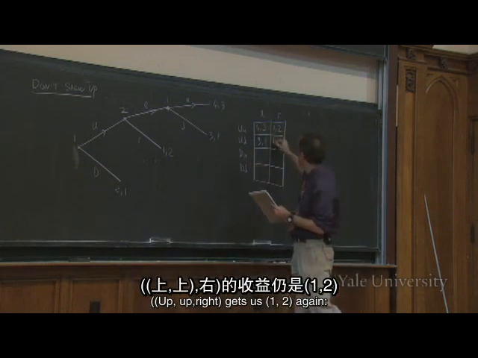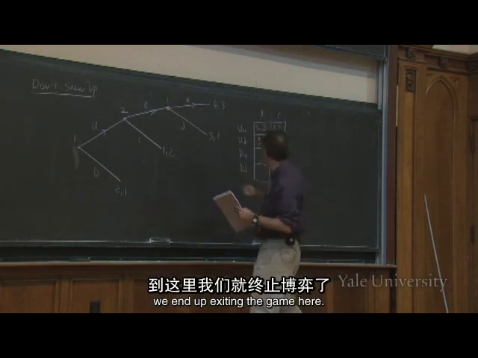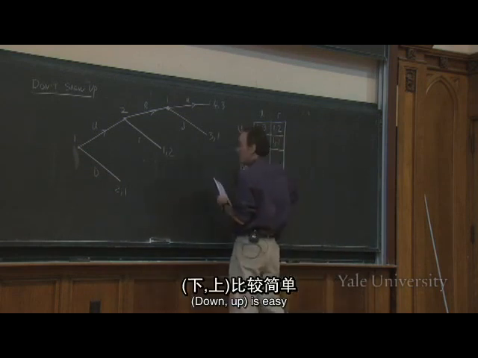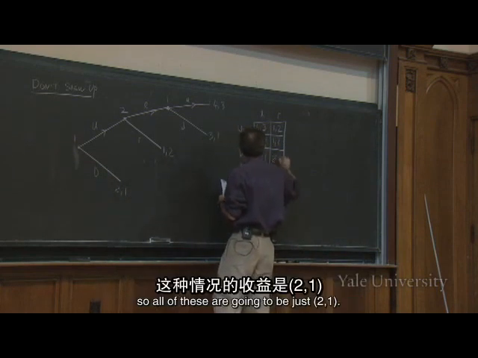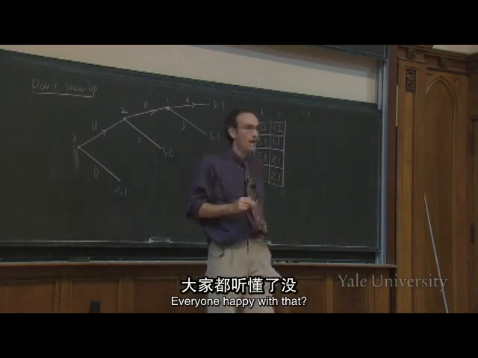Up, up, right gets us 1, 2 again. We end up exiting the game here. Down, up is easy because it's just exiting the game at the first stage. So all of these are going to be just 2, 1. Okay, we're happy with that?